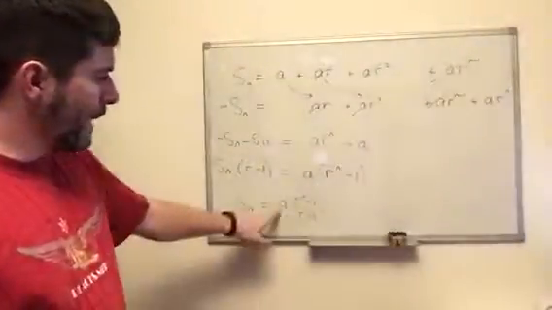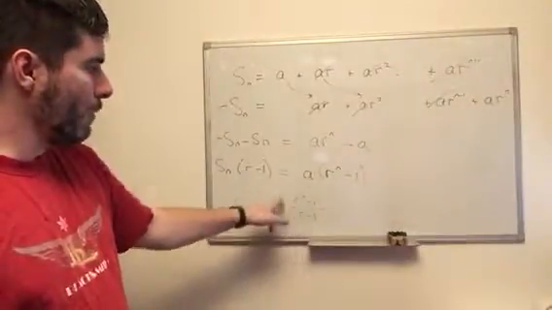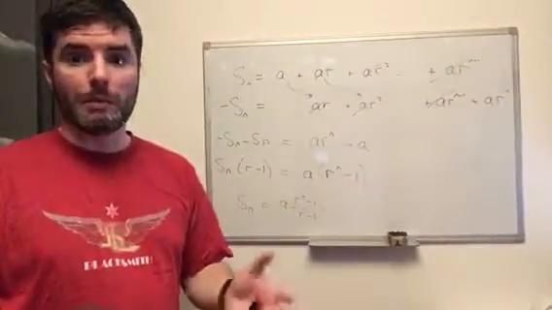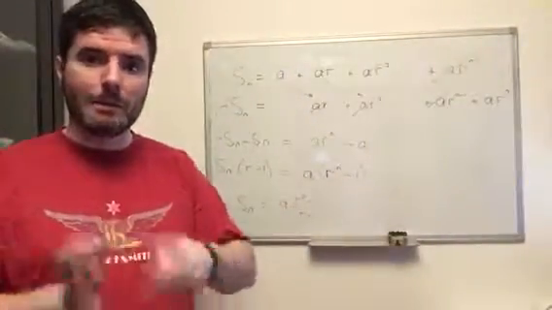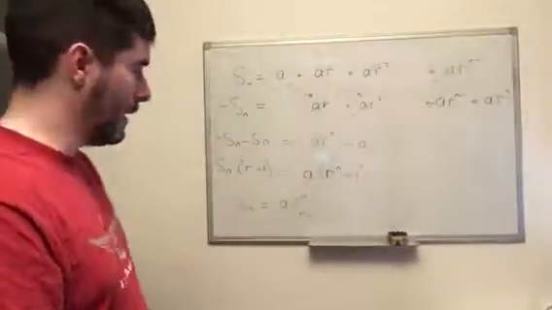Some people might say, why isn't a being divided by r minus 1? Well, a is being multiplied by this, therefore the product of those is being divided. You don't have to divide them both, because they are together, effectively. It's not like a series of terms being added together, a common arithmetic or algebraic mistake.